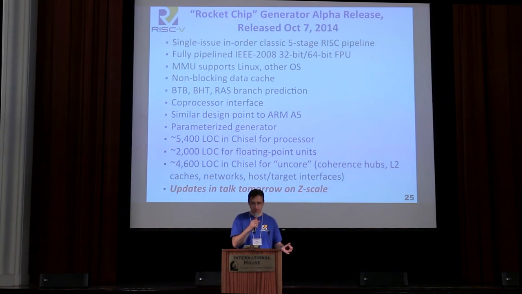The production Rocket Chip generator, we released initially back last October, and the main processor there is the Rocket core, which is a single-issue, in-order, classic five-stage pipeline, but meant to be a production-quality core. It actually has things like floating point units, MMUs, a heavyweight non-blocking data cache to work with accelerators and vector units, extensive branch prediction, and a coprocessor interface. It's roughly similar to an ARM Cortex-A5. And the whole Rocket Chip generator, written in Chisel, only takes about 12,000 lines of code for everything. That includes the cores, the uncore, the interconnects, the FPUs, and MMUs and everything.